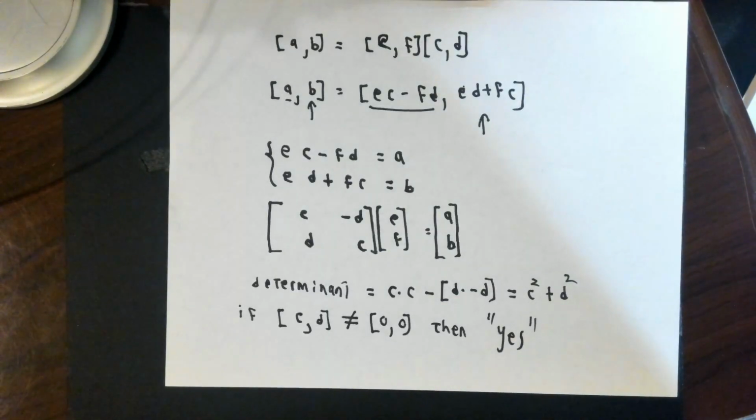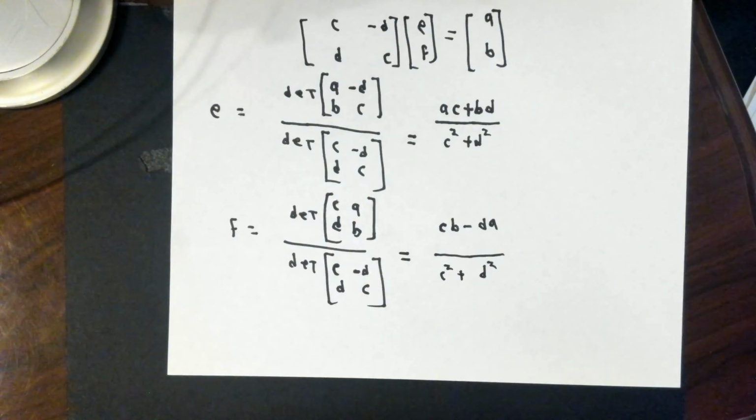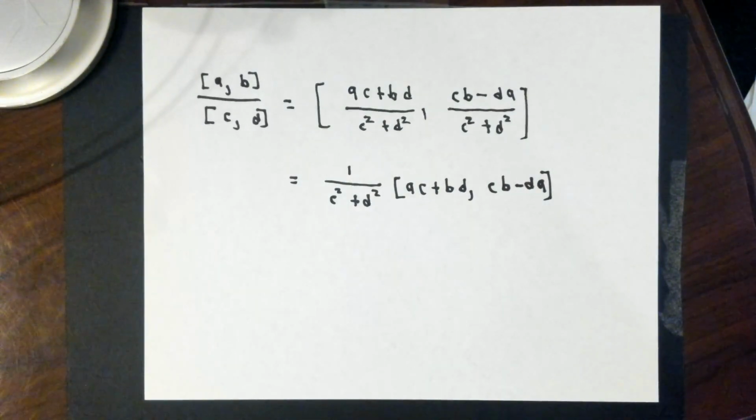Moreover, I can actually get the solution by doing Cramer's rule. So carrying out my Cramer's rule plan, E must be AC plus BD over C squared plus D squared, and F must be BC minus DA over the same C squared plus D squared. Using the number times bracket quantity idea, I can pull the 1 over C squared plus D squared out front, but then looking at what's left, that looks awful familiar.